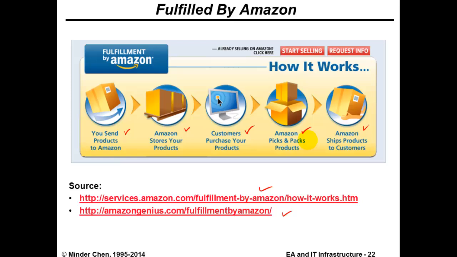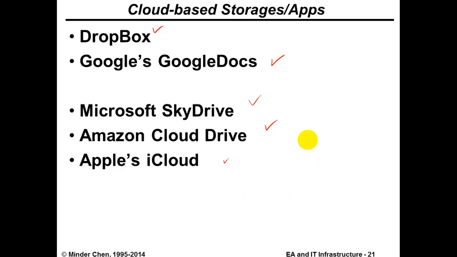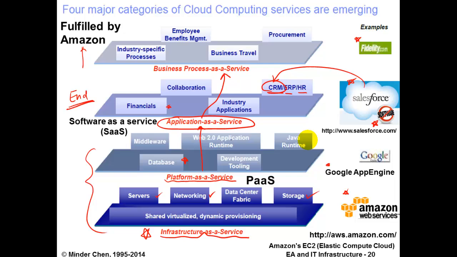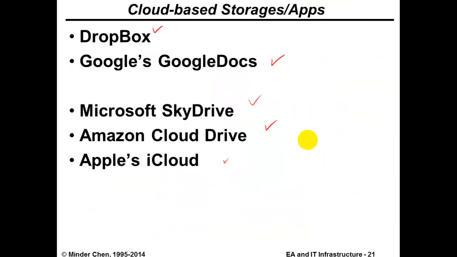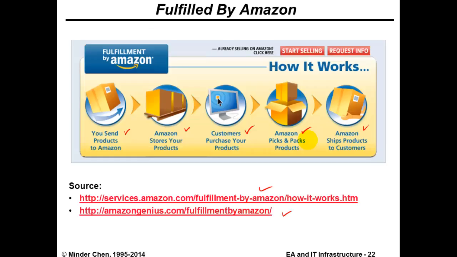So this is a very unique and innovative kind of service. We call it a business process as a service example. Okay, check out Amazon's description of the service and see whether you may actually be interested in using it.